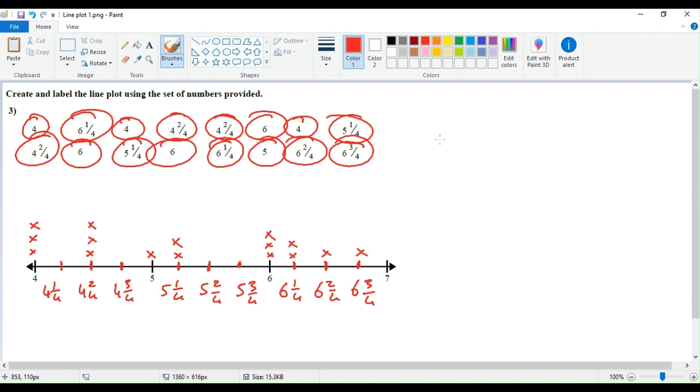Okay, so that's creating your line plots, which I believe is possibly a 5 to 8 point or 8 marks question in the exam. So yeah, good luck with it.